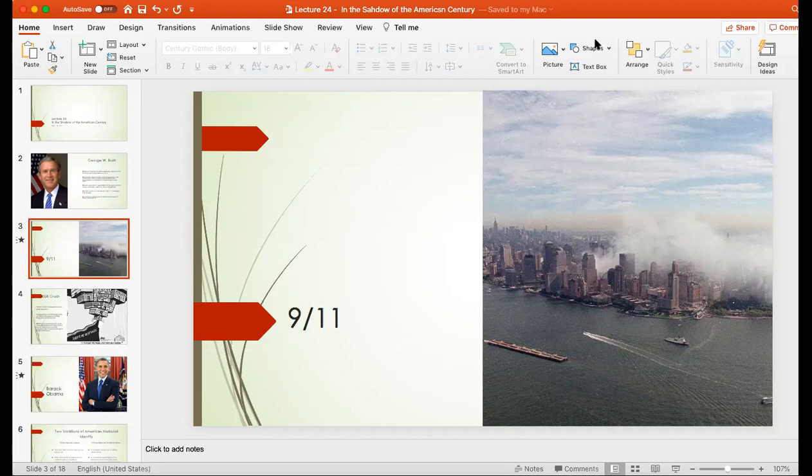But if we look at the United States post 9/11, they're spending $6 trillion on something that only cost a couple hundred thousand dollars to plan.